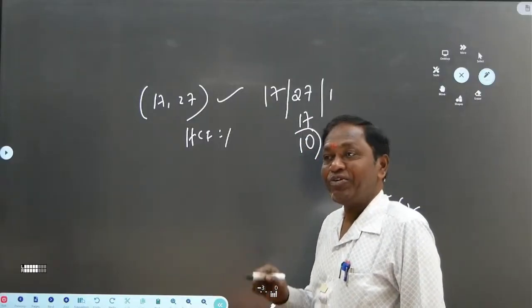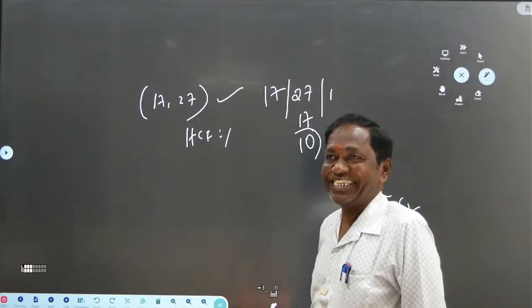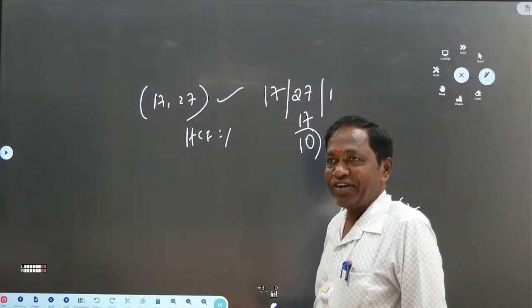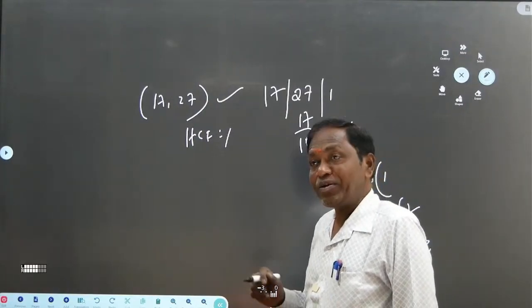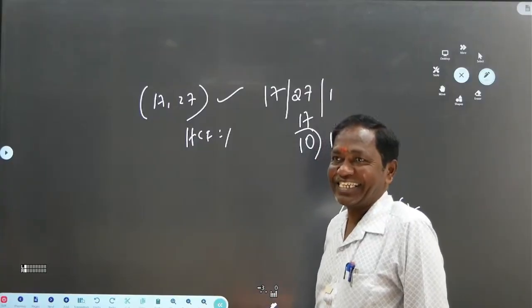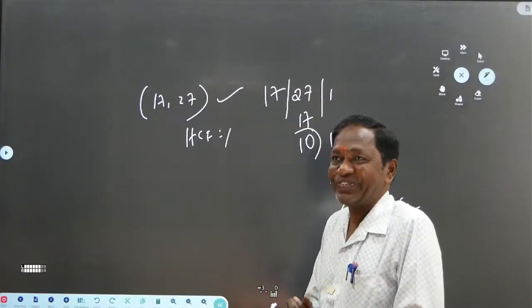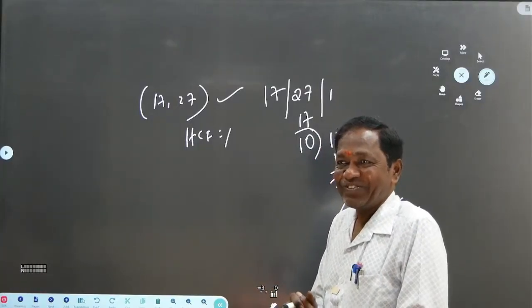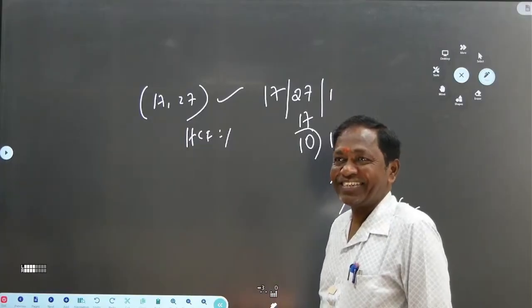That's why I am telling, we must know the prime numbers till 100. Otherwise, we are about to lose marks. Questions are framed like that only.